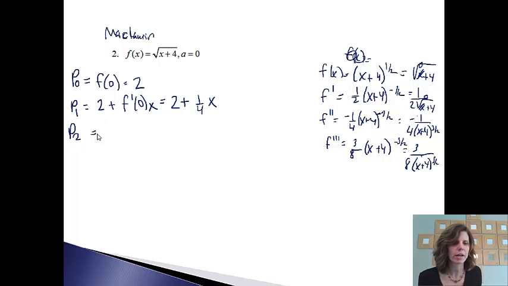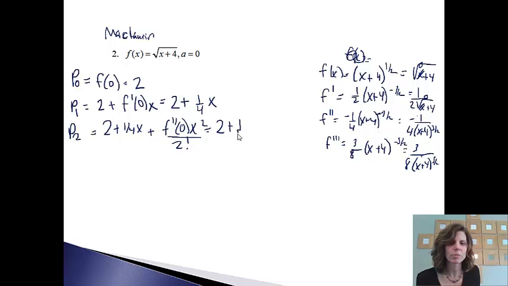And then if we go to get our degree 2 polynomial, we're going to have what we already started with, and then plus the second derivative at 0, x squared divided by 2 factorial. So when I go to figure this out, I'll get 2 plus 1/4 x plus, when I take the second derivative and plug in 0, 0 plus 4 is 4. 4 to the 3/2, I'll do the square root first. The square root of 4 is 2. 2 to the 3rd power is 8. 8 times 4 is 32. So this is going to be negative 1 over 32, x squared. And since 2 factorial is equal to 2, negative 1 over 32 divided by 2 is going to be negative 1 over 64, x squared. So that's my second degree.